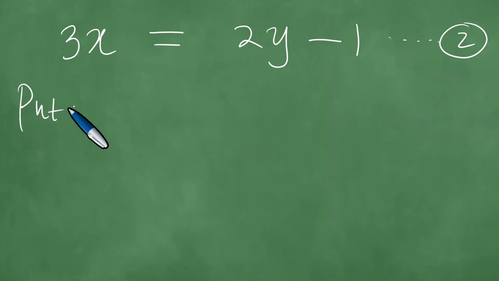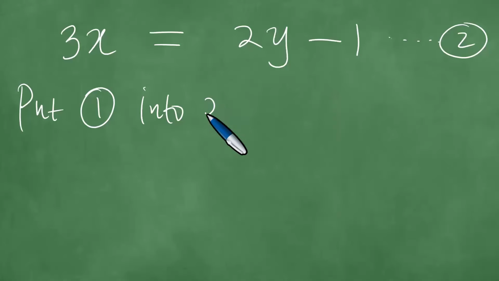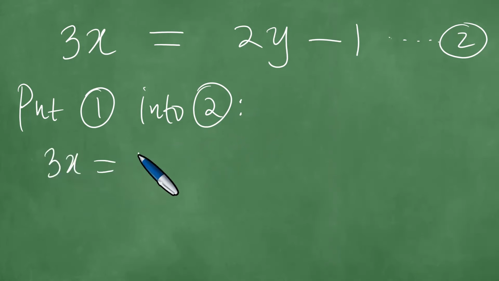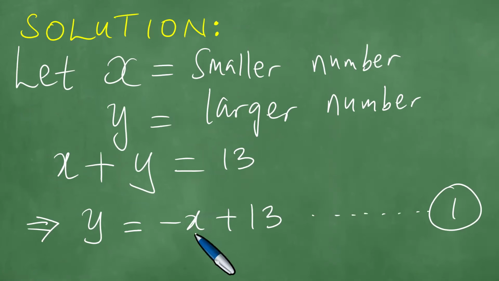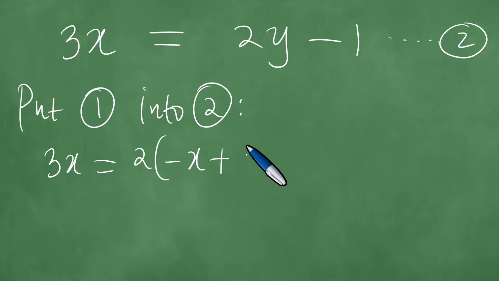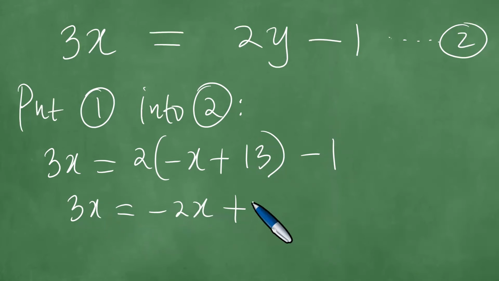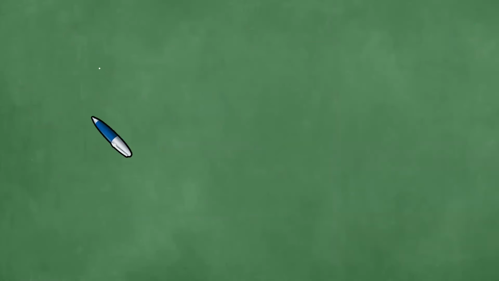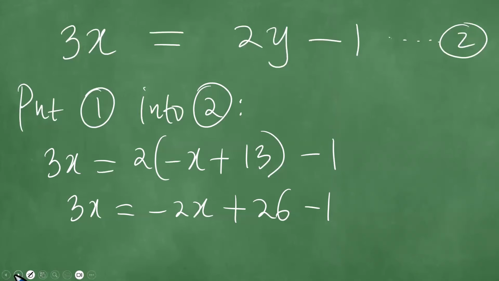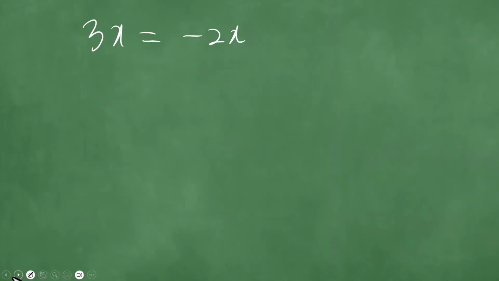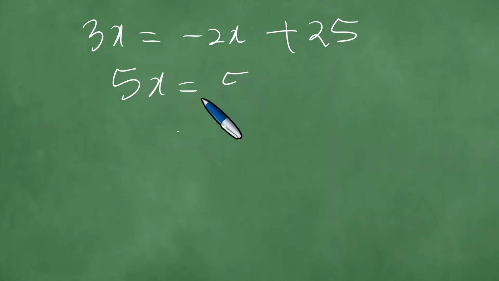And we proceed to then say put 1 into 2, which means that 3x equals 2y minus 1, and y is minus x plus 13, right? Like so. This is exactly 3x equals minus 2x plus 26 minus 1. Right, and then 26 minus 1 is what? It's 25. Right, you bring the 2x to the other side, getting 5x equals 25.